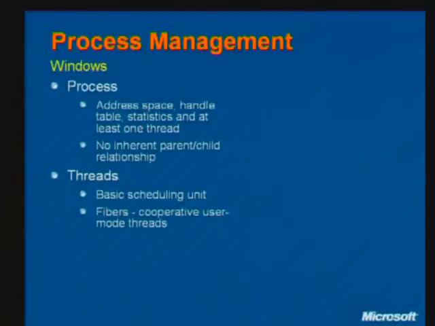So the scheduler, when it decides who's going to run, will pick a thread to run, and that thread belongs to a process. So you can think of that process as running when it's actually a thread within that process. There's no inherent parent-child relationship between processes and the child processes they create in Windows. And threads, being the basic scheduling unit, are what the scheduler looks at. It looks at the priorities of the threads to decide what to pick next to run on the CPU.